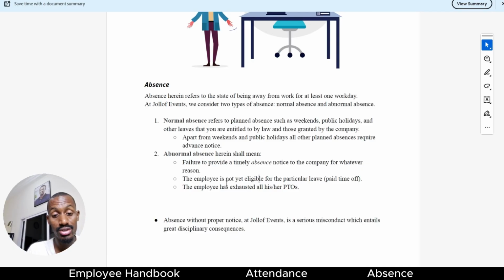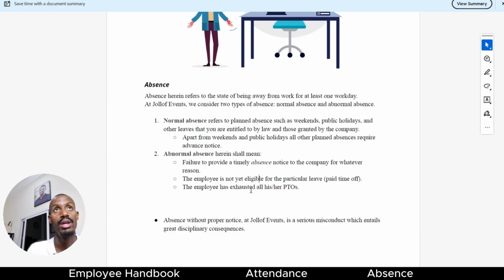So the employee is not yet eligible. Sometimes you have abnormal absence because you are not eligible for a particular paid time off. If you are not eligible for annual leave, you cannot have annual leave. If you go for several days and you tell us that every employee deserves annual leave every year, it has to be after 1 year. Or sometimes you have exhausted all your paid time offs.